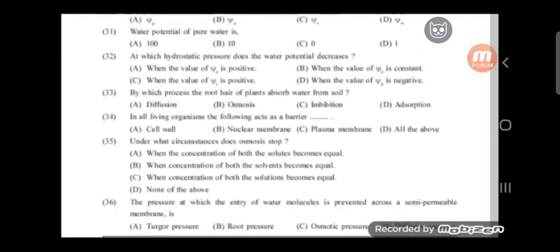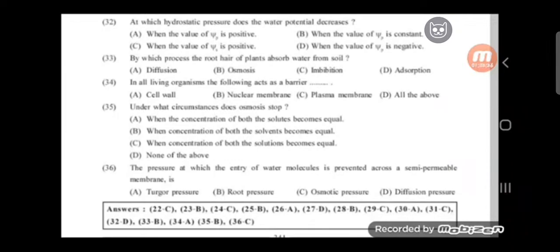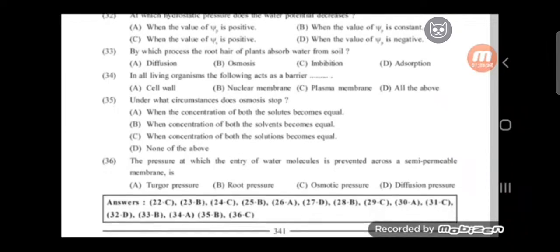Next, we come to question number 34. In all living organisms, which of the following acts as a barrier? They have asked: a cell wall, nuclear membrane, plasma membrane, or all of these. Which acts as the barrier in all living organisms?